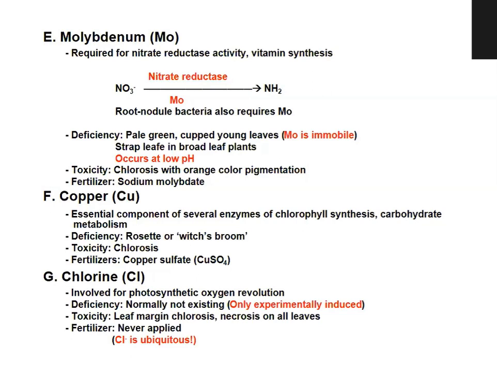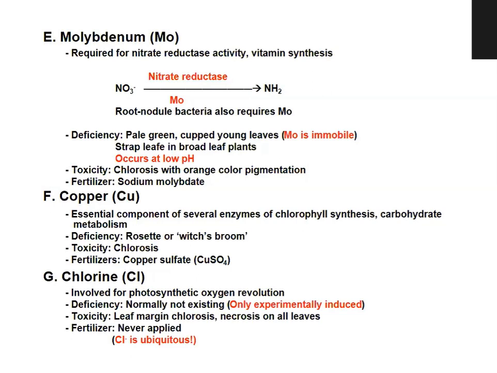Then the next micronutrient is copper. What is the role of copper? It is an essential component of several enzymes, required in chlorophyll synthesis and carbohydrate metabolism. Deficiency causes rosette type growth or witch's broom-like appearance. Toxicity usually shows chlorosis. For correction of deficiency, we need to add a fertilizer known as copper sulfate.